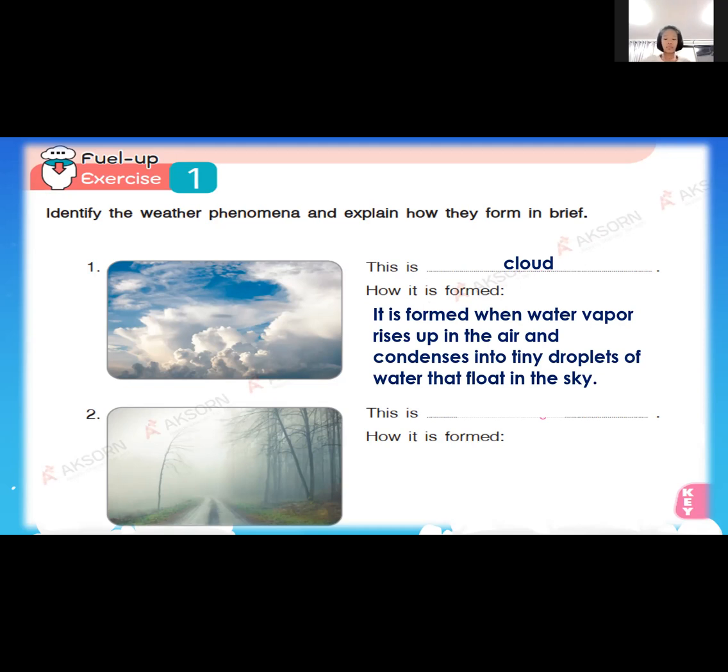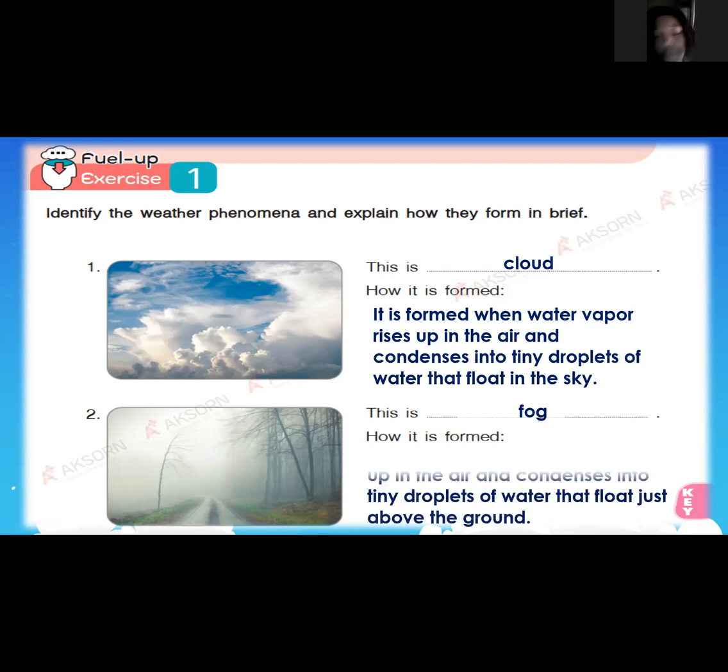Okay, what about number two? Let's have another student. Let's have Gel. Gel, can you tell me what is the picture in number two? What is this? Fog. Very good. It's a fog. And it is also, class, formed the same way as the cloud, but the only difference is that they float just above the ground.